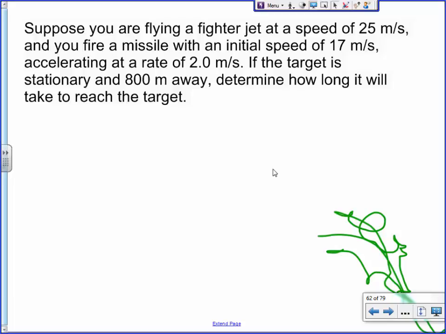That'll work. D equals v_i t plus 1/2 a t squared. I haven't seen the whiteboard in years. Strange.